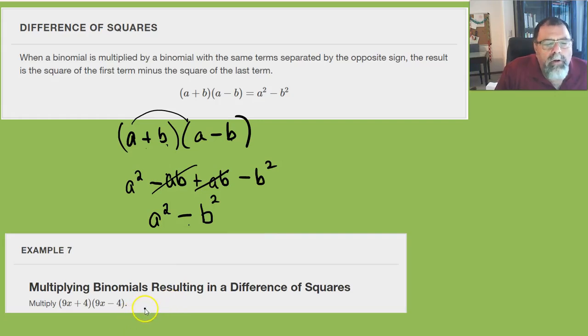So the shortcut then is you're just going to do the first term squared minus the second term squared. Okay, so we get 81x squared minus 16, and that's your final answer there.